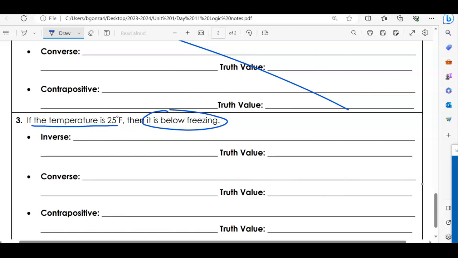Inverse means I do what? Invert. Invert just means not, opposites. So instead of the temperature is 25 degrees, if the temperature is not 25 degrees, if the temp is not 25 degrees, then it is not below freezing. Okay.